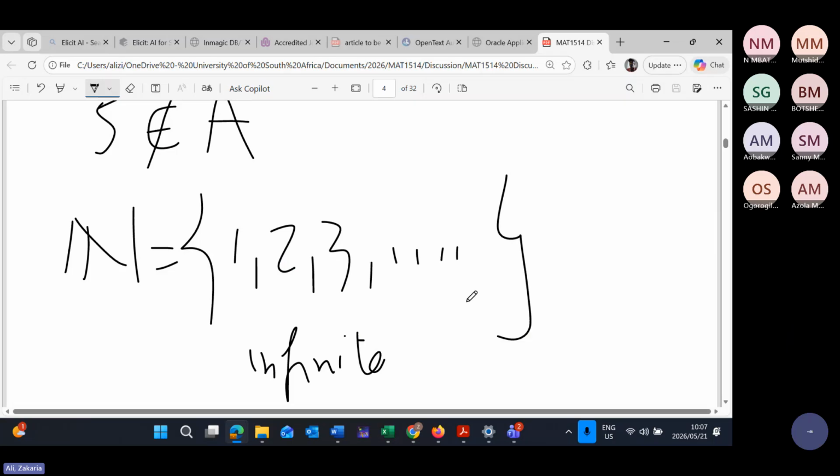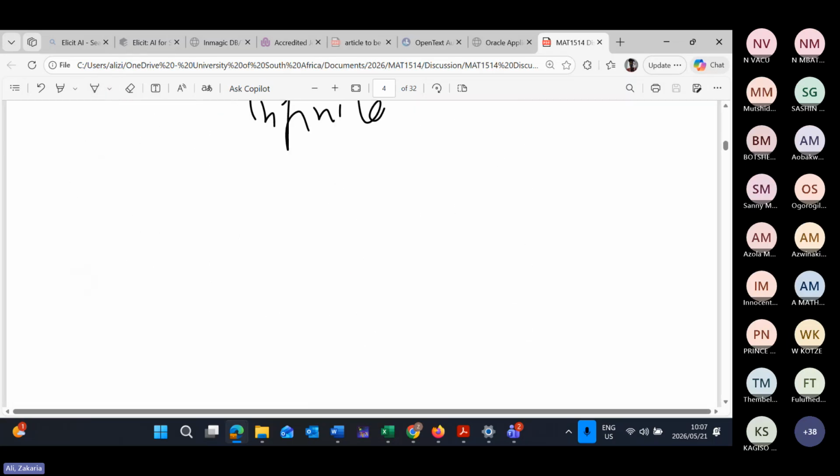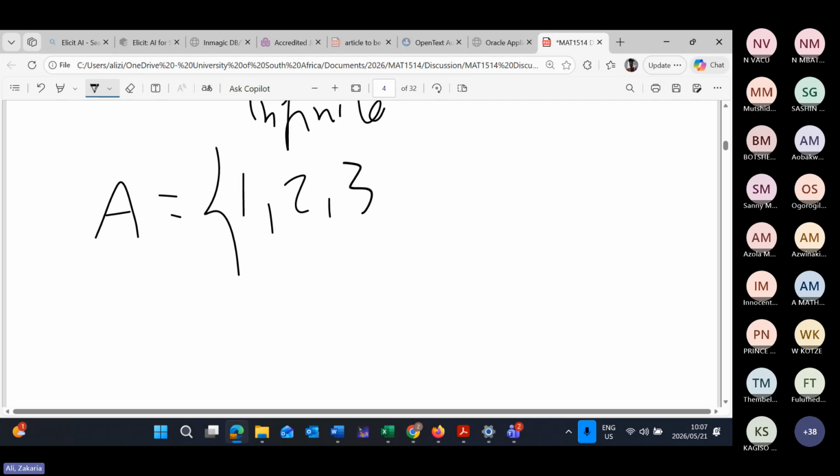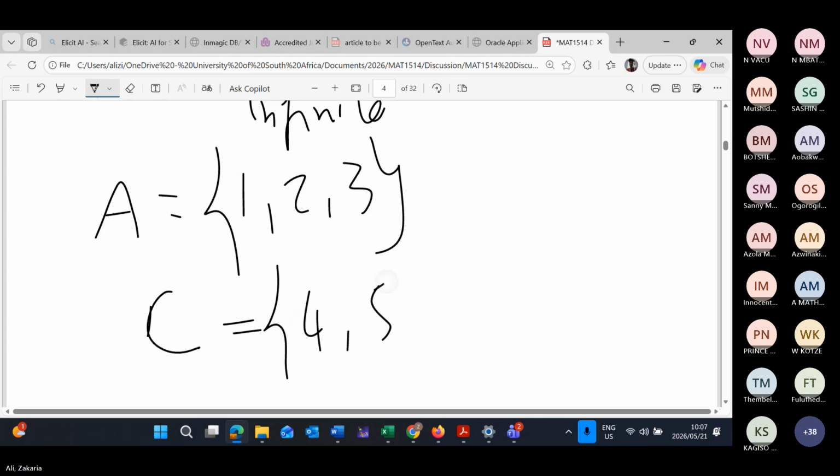This notion of a set is used to define what we call a function. But before defining a function, there are a few things that I mentioned but decided not to explain mathematically. If I take a set A, the same set, which is 1, 2, and 3, then I take another set, let me call it C for Caroline, that contains, let's say, 4 and 5.